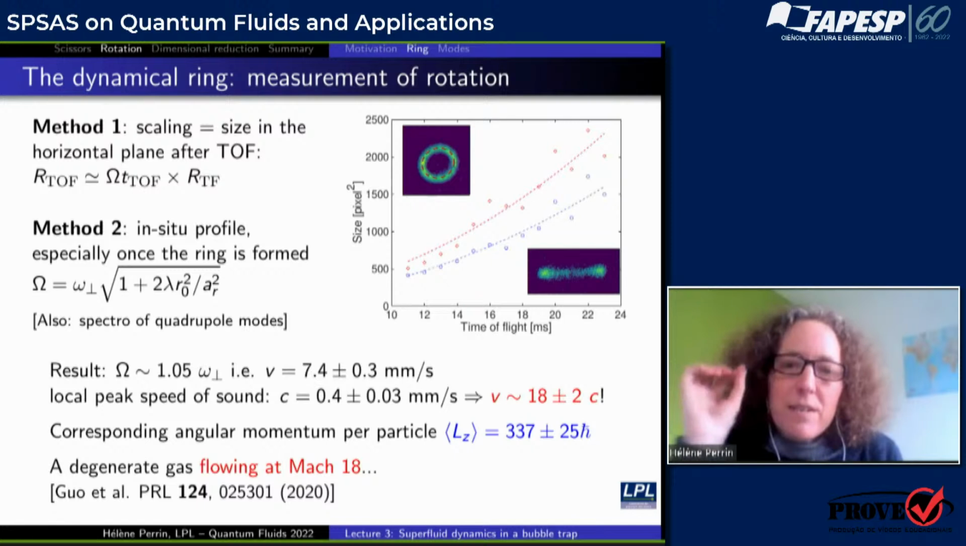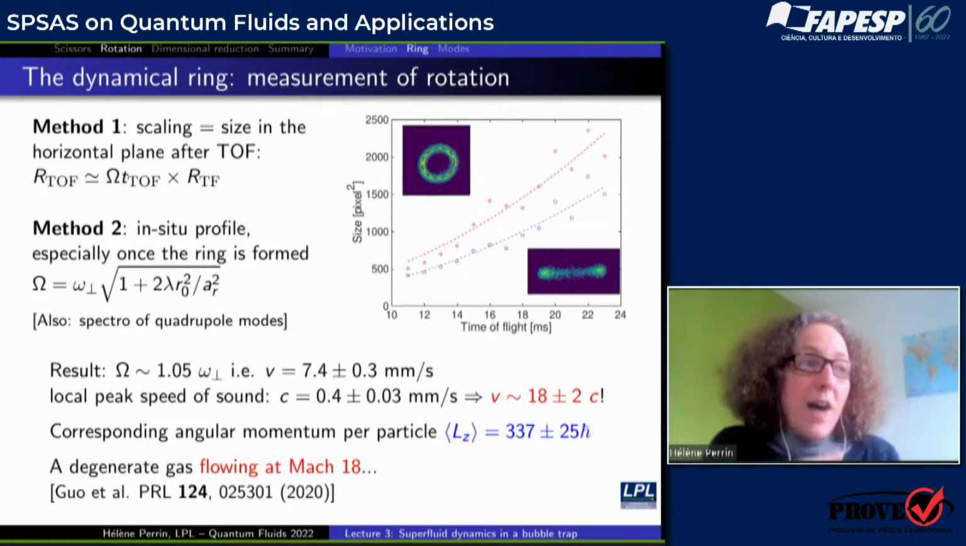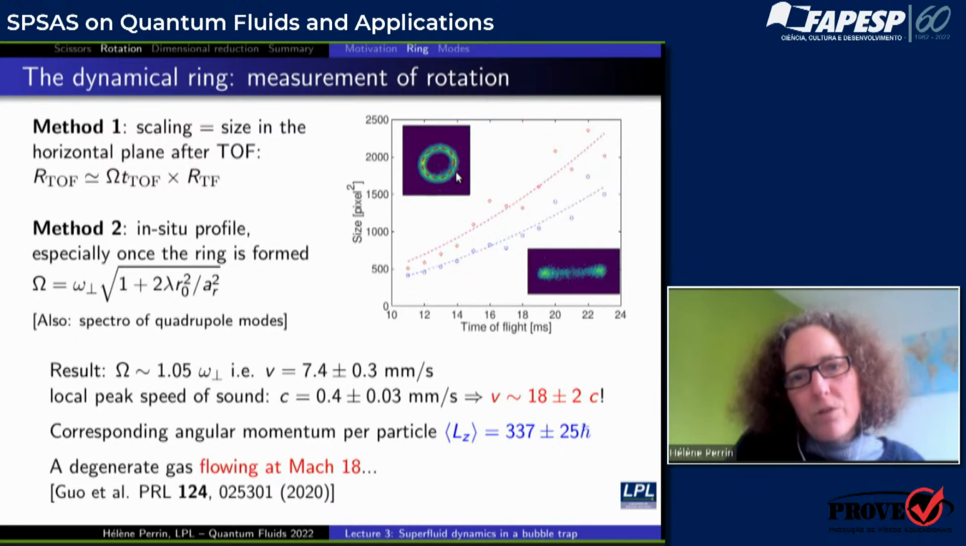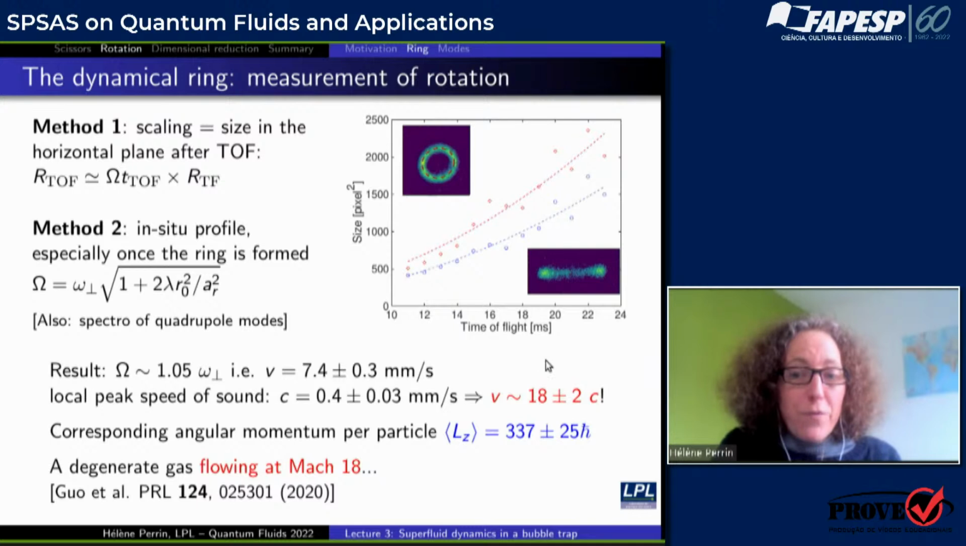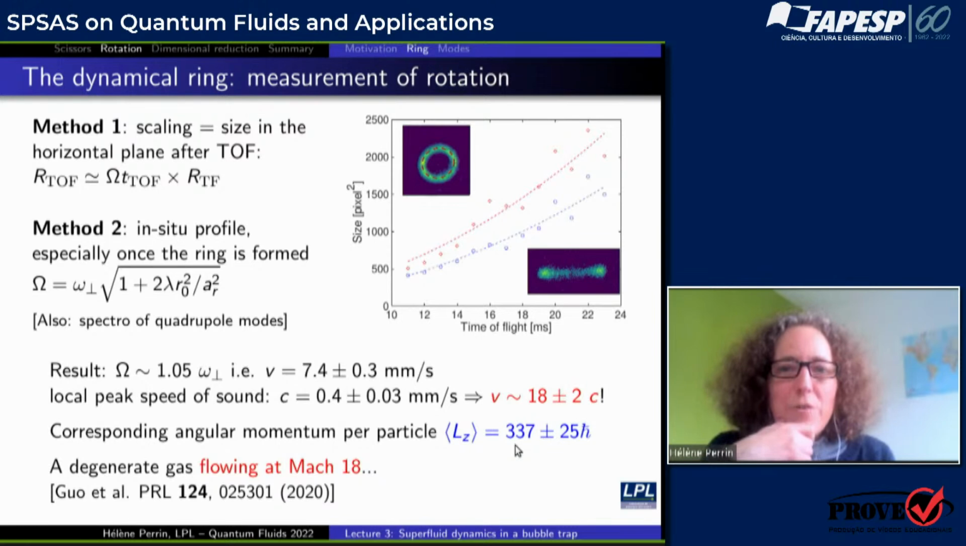This linear velocity may seem small, just a few millimeters per second, but you have to compare it to the speed of sound to know if it is fast or slow. The speed of sound that you compute given the local density of the gas is only 0.4 millimeters per second. So this gas, which flows at 7 millimeters per second, flows at 18 times the speed of sound in the gas. So it's strongly supersonic. And the momentum per particle is a few hundreds, like 337 h-bar. So it's a very, very fast rotation.